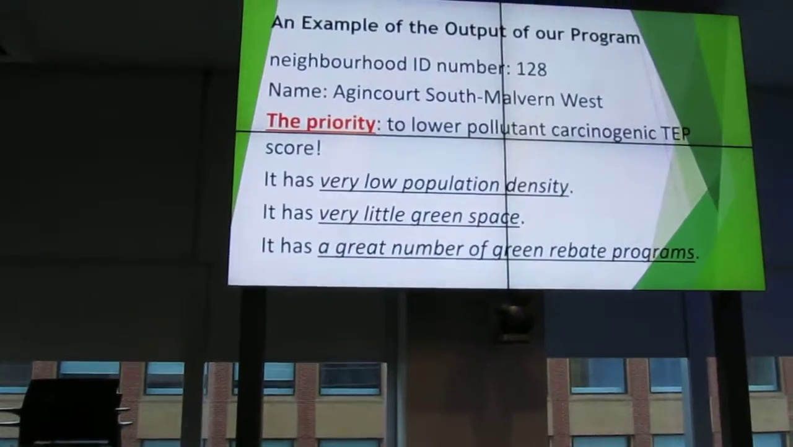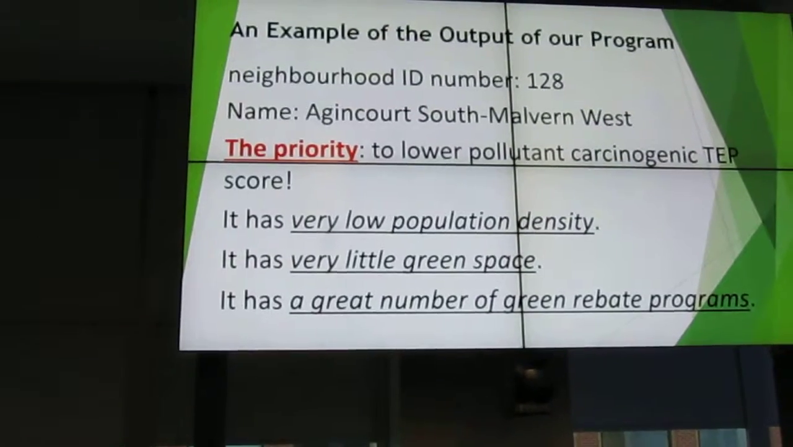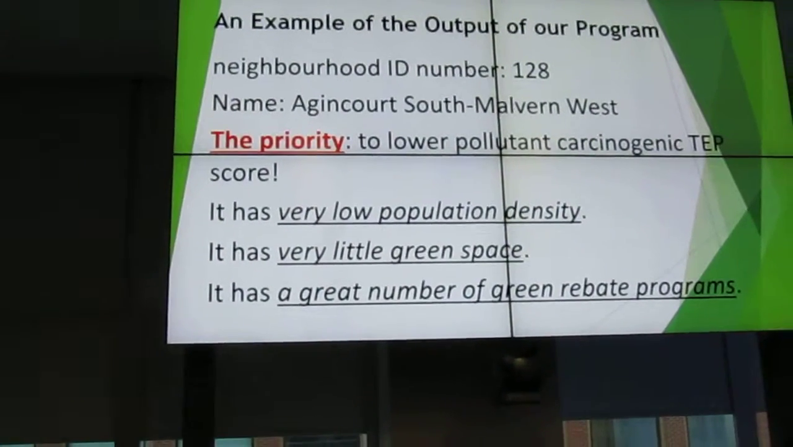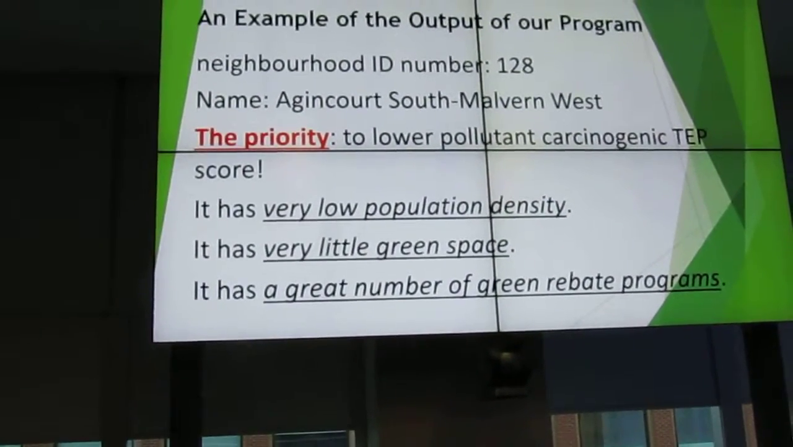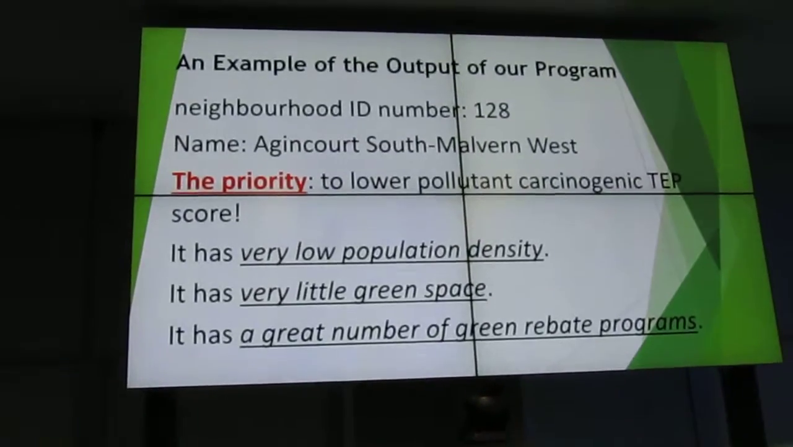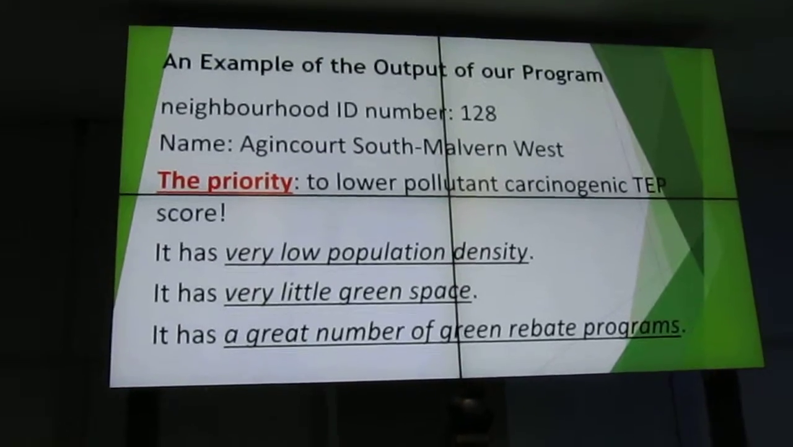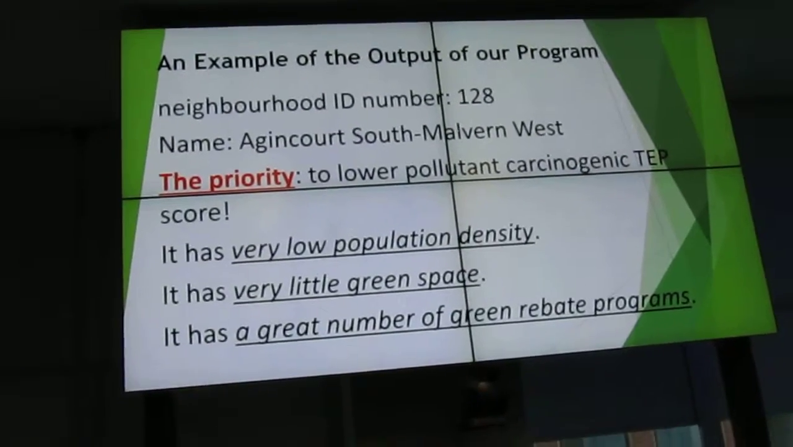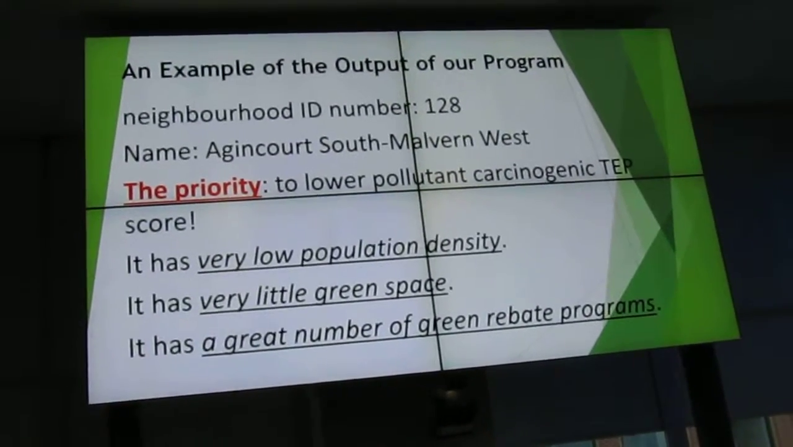Then, the next thing is the priority. This is the factor out of the 4 that we have looked for that has the worst ranking or worst environmental condition of them in that neighborhood. So that's the most important thing that we have to fix in that neighborhood, and we have to fix it first.